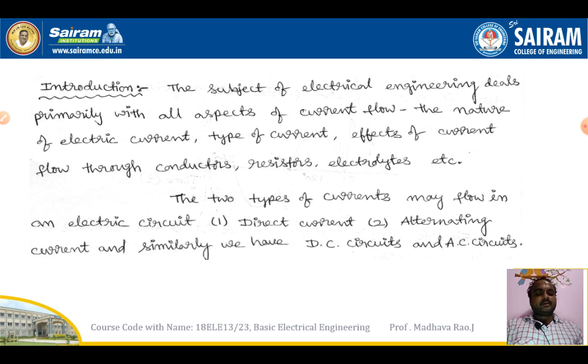Once current flows in circuits, what is the effect in conductors, resistors and electrolytes, according to the types of current? Currents are of two types: one is DC current and the other is AC current. According to the current flowing in the circuit, circuits are again classified into two types: one is DC circuit and the other is AC circuit, right.